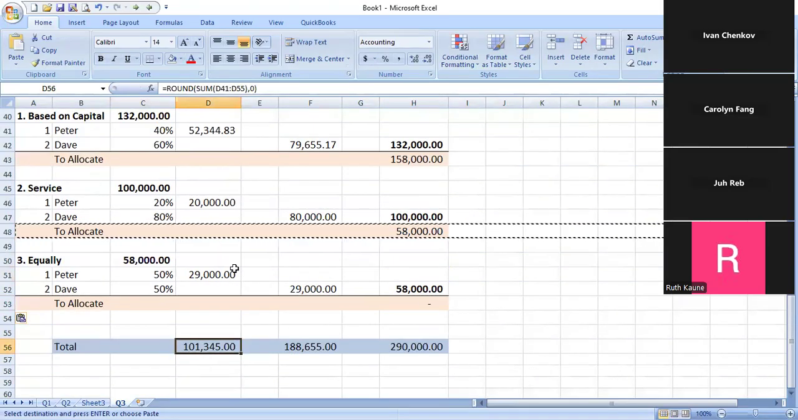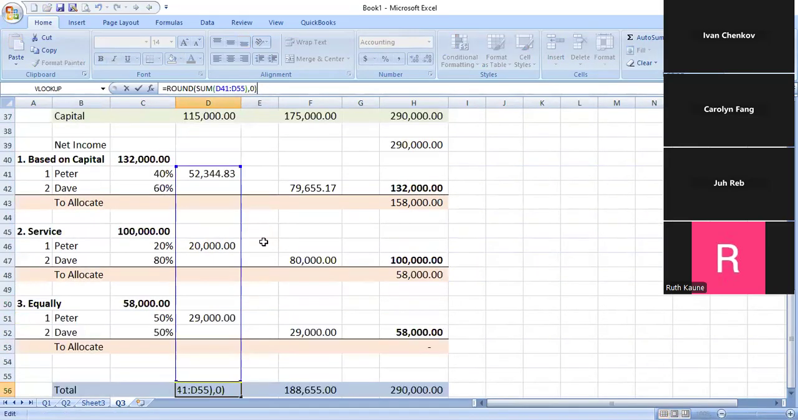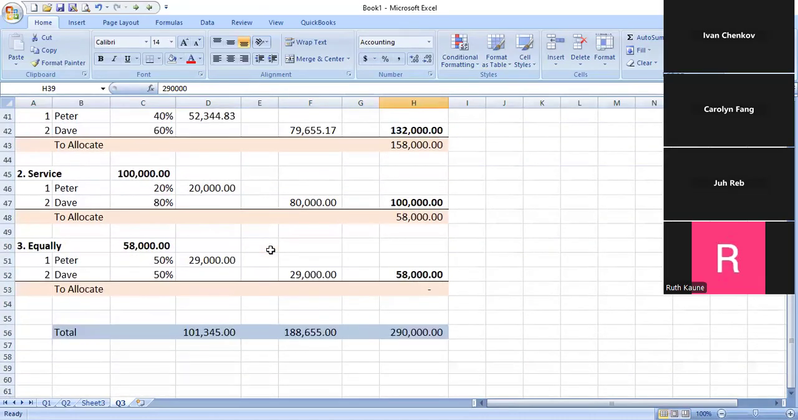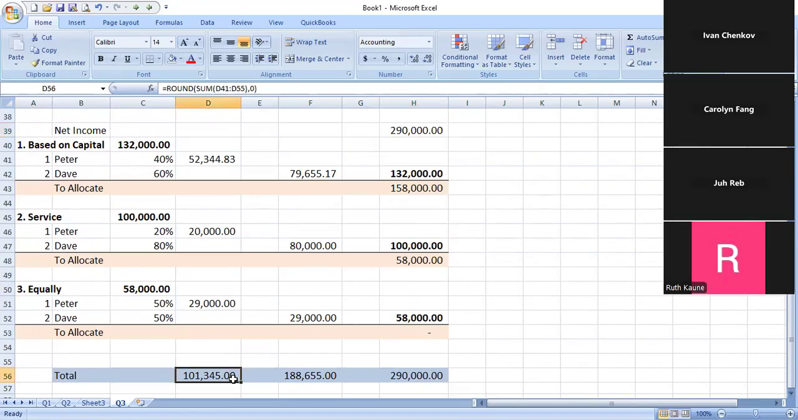Now what we have to do is check the sum. So we have the sum here, we have this sum here. My total allocated is equal to the net income, so I'm in no imbalance. My number here is rounded. You just post your answer, and that's it. That's how simple it is. The only thing is, please pay attention to what you have to do exactly.